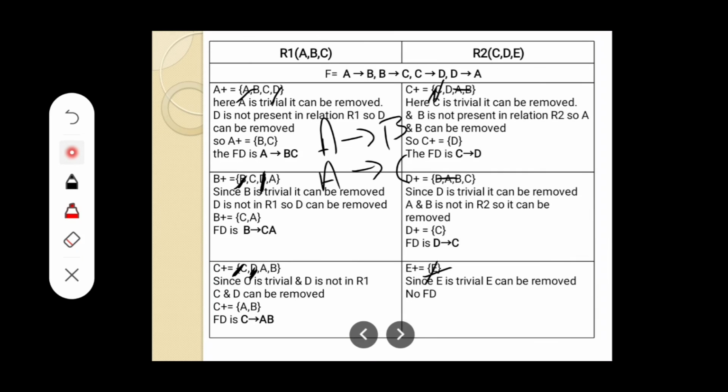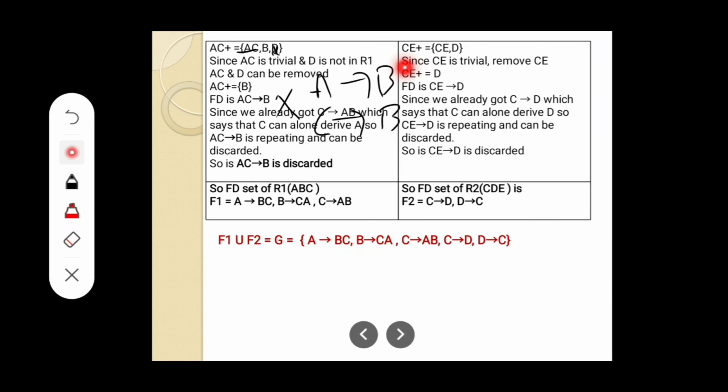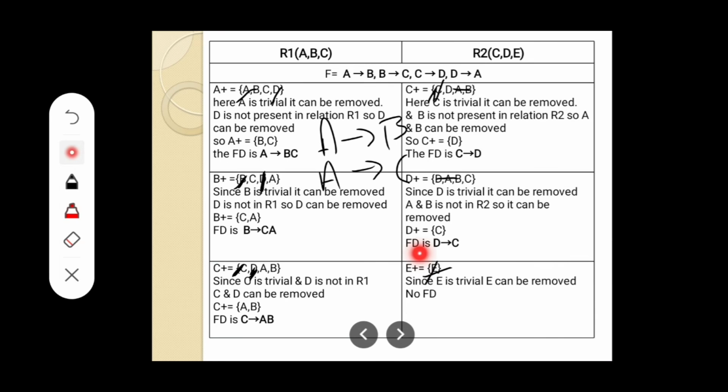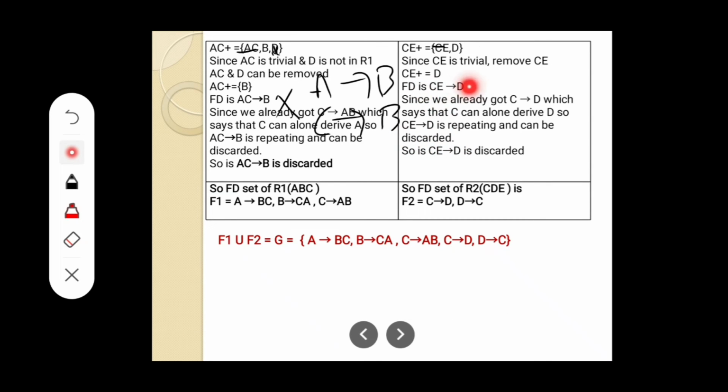Next set is what? C, D, E, CD, DE, and next is CE. Next is CE closure. CE closure, the answer is CED. Here the first one, CE, can be removed due to trivial, and D is the only thing remaining. So the functional dependency is CE determines D. Just check whether anything like C determines D or E determines D is there. Yes, we are having C determines D. C can alone determine D. So we don't require CE determines D, because C alone can determine or derive D. So there is no need to repeat CE. CE determines D is actually useless, so it can be removed.